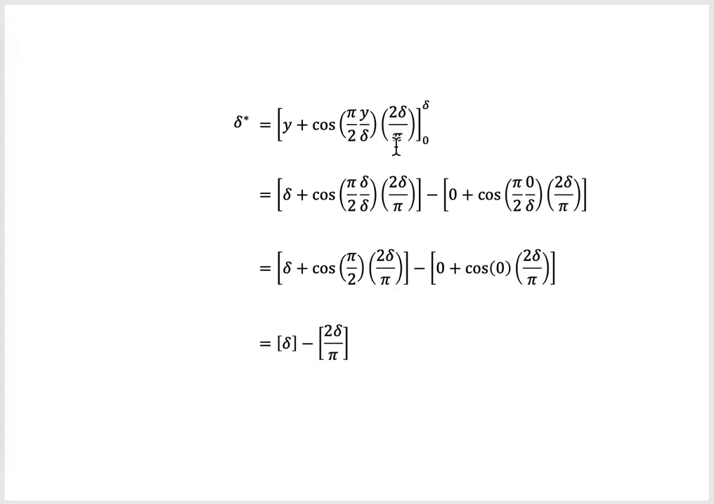So we take the value of this one with the limit from 0 to delta, and then we do the integral process here. We will get delta minus 2 delta over pi. For this process, please be careful, because sometimes when you solve problems about sine and cos, cos 0 is not equal to 0. The cos 0 here will give you the value of 1. So please be careful with your calculation. Finally, we get delta minus 2 delta over pi.